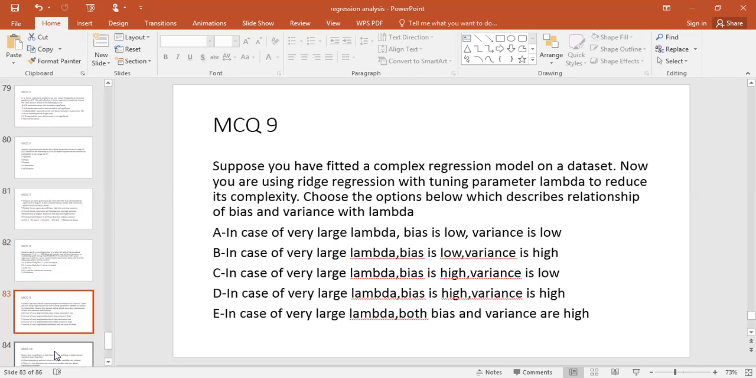Suppose we have fitted a complex regression model on a dataset. Now you are using this regression with tuning parameter lambda to reduce its complexity. Choose the option below which describes relationship of bias and variance with lambda. A. In case of very large lambda, bias is low, variance is low. B. In case of very large lambda, bias is low, variance is high. C. In case of very large lambda, bias is high, variance is low. D. In case of very large lambda, bias is high, variance is high. E. In case of very large lambda, both bias and variance are high. It is C.